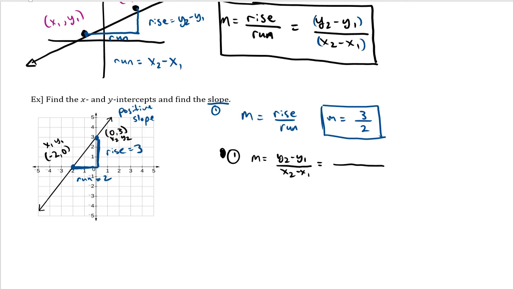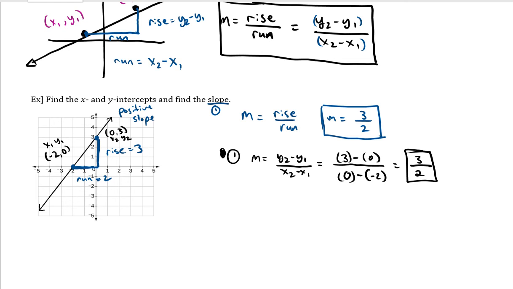So our y2 is 3. Now let's go ahead and use parentheses to show our substitution. Minus y1, which is 0. And then x2 is 0, minus x1, which is negative 2. Then using the order of operations, simplifying the whole top, 3 minus 0 is 3. 0 minus negative 2: you have a minus and a negative, so that would become positive 2. Mathematically it works out and gives us the same value, as it always should. Okay, so that's how we could break down the slope.